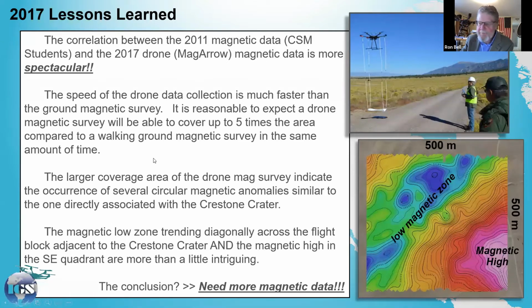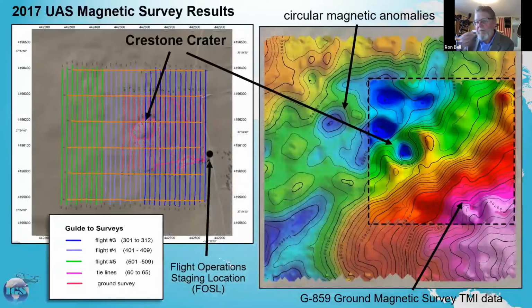Let me move to the next slide. We flew several missions from one single point here. That's where I created a term I call a flight operations staging location, or a FOSL. That's where we staged. We were actually outside the boundaries of the park. As many of you probably know, the National Park Service kind of frowns on the use of drones inside the park. We did have full permission to do that. We had a scientific study permit.